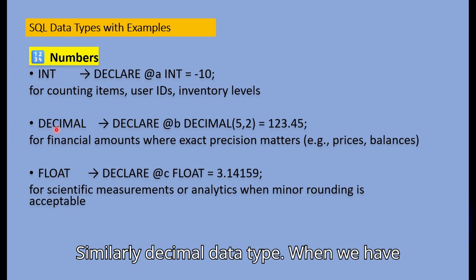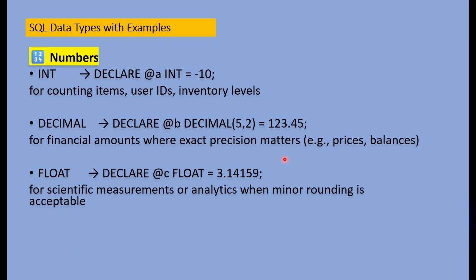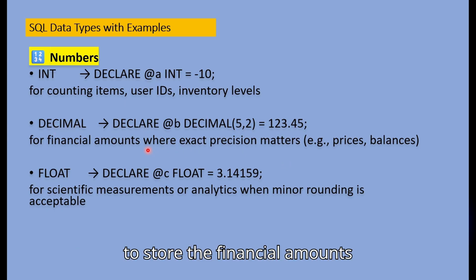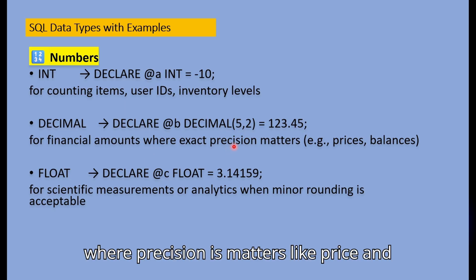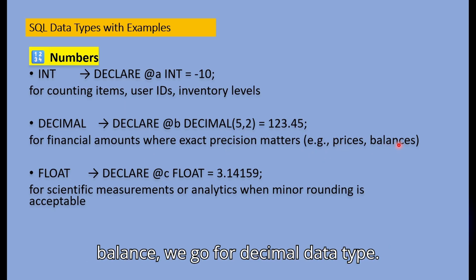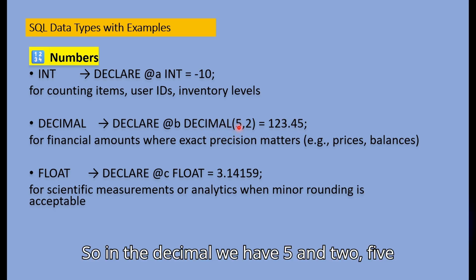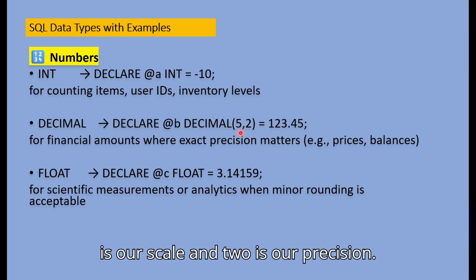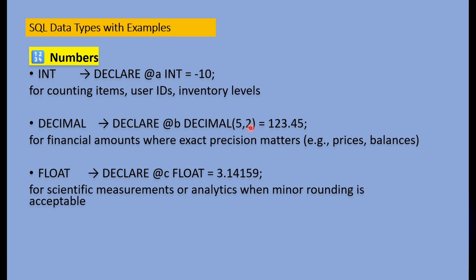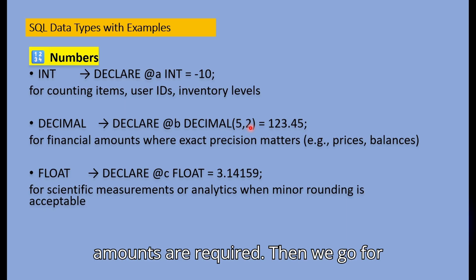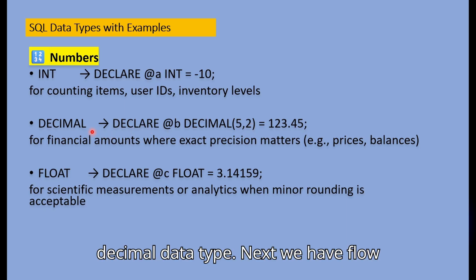Similarly, for the decimal data type, when we have to store financial amounts where precision matters, like price and balance, we go for decimal data type. So in the decimal we have 5 and 2. 5 is our precision and 2 is our scale. So whenever exact amounts are required, then we go for decimal data type.